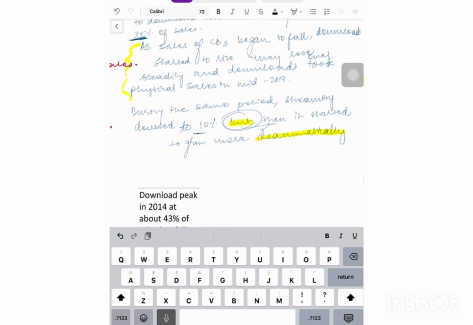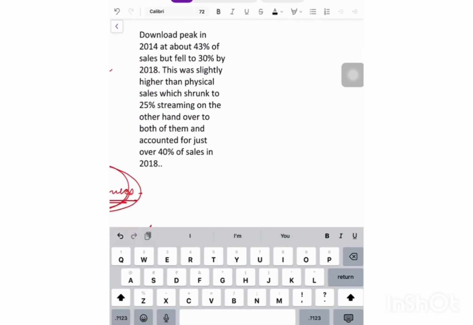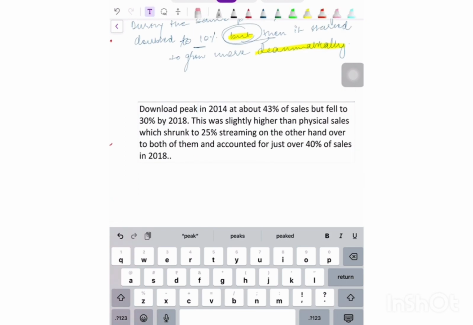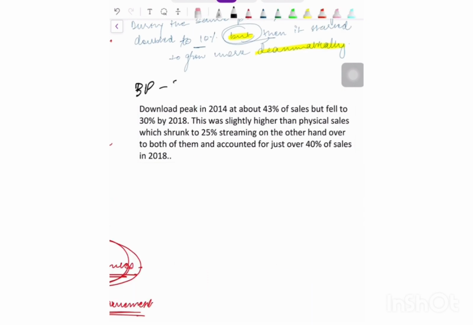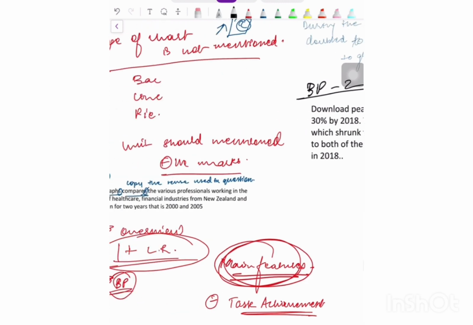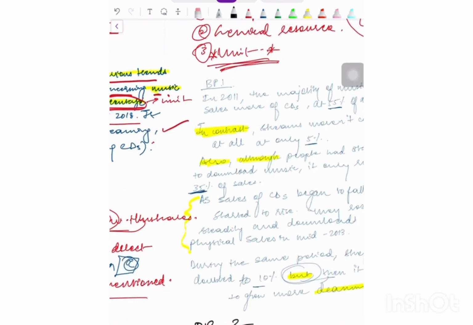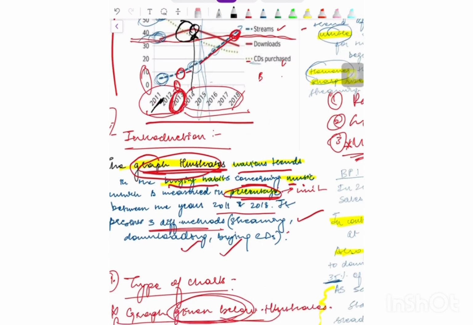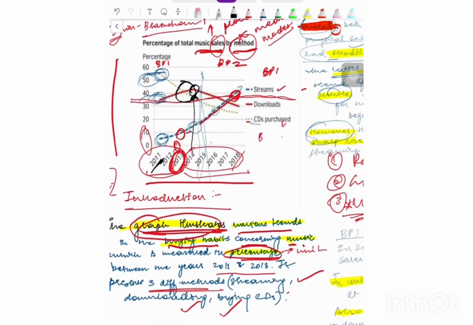We wrote the word about because we don't know the exact figure of sales, but it fell quickly to 30% by the year 2018. Then again we gave data of 30% by the year 2018. This was slightly higher than the physical sales. Now we made a comparison between this and the physical sales, so you can see the difference. Slightly higher than physical sales, which fell to 25% in 2018.